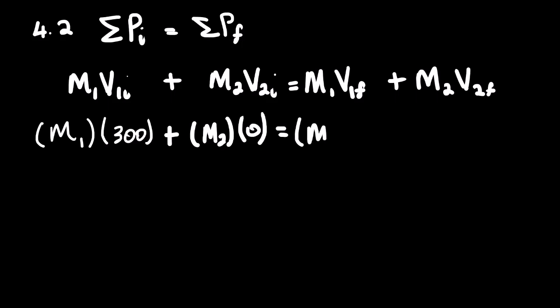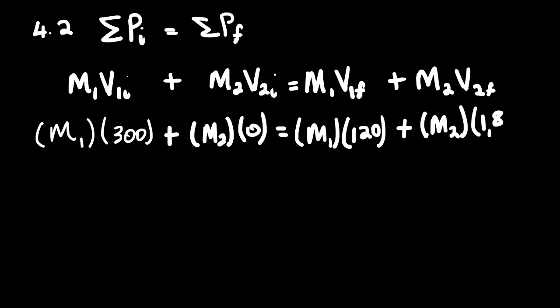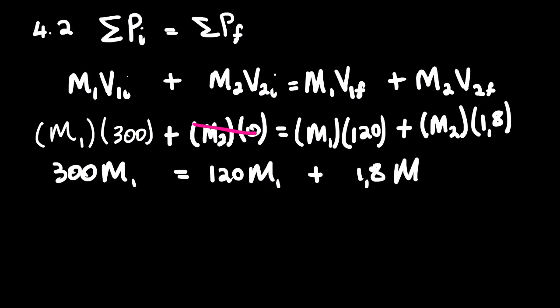The mass remains the same, we have m1, but you know the final velocity is 120, still on the positive direction. Then we have the second mass as m2. Then we know that it travels at 1.8 meters per second to the right, positive direction. This will result into 0. So here we have 300 m1 equals to 120 m1 plus 1.8 m2.